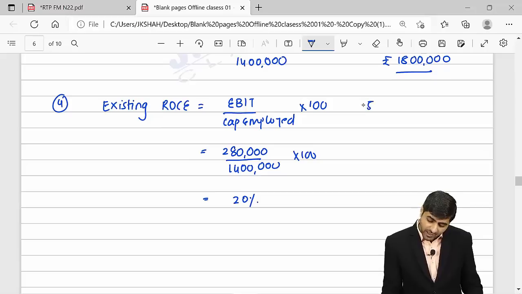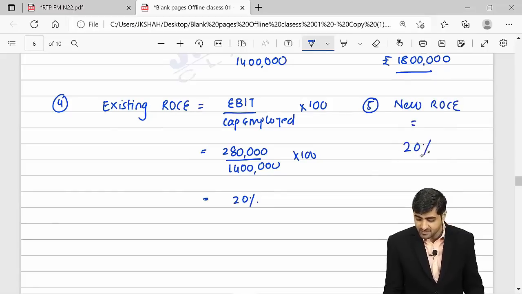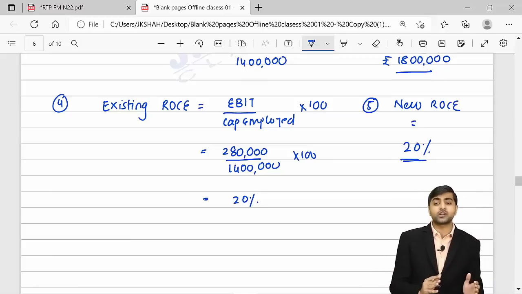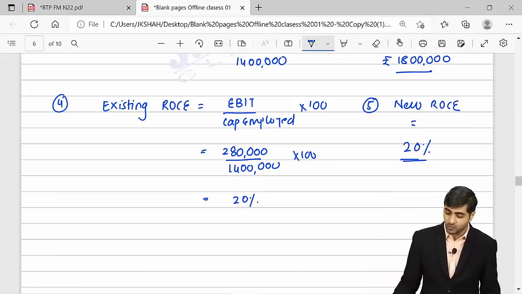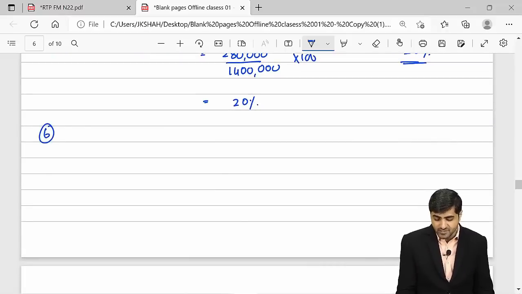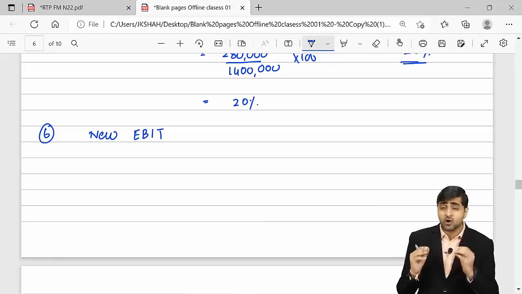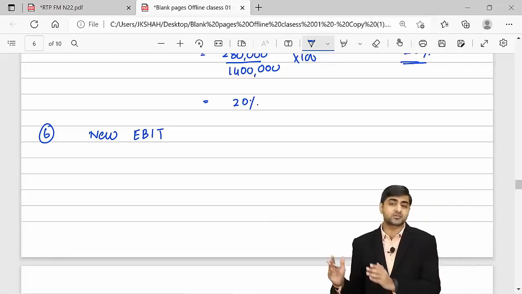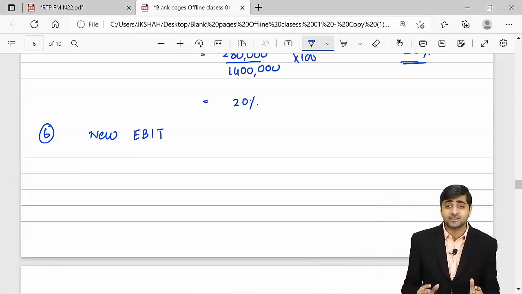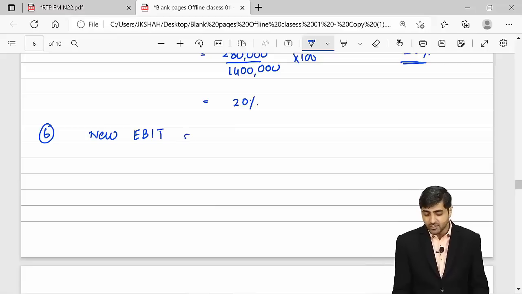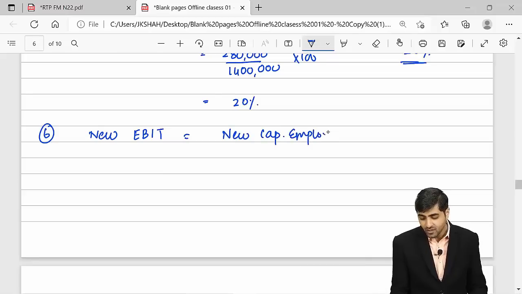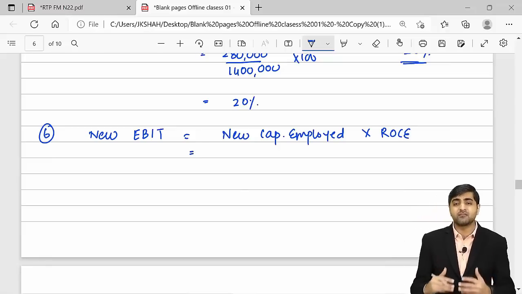So can I say my new return on capital employed is also going to be 20%, right? Because whatever is your old return on capital employed, it's going to be your new return on capital employed, which will now give me what is going to be my new EBIT. Because in capital structure, we always start with EBIT, then we subtract interest, we get EBT. So it's very important that we should first calculate what's your new EBIT, and your new EBIT will be whatever is your capital employed, you will multiply this by your return on capital employed.